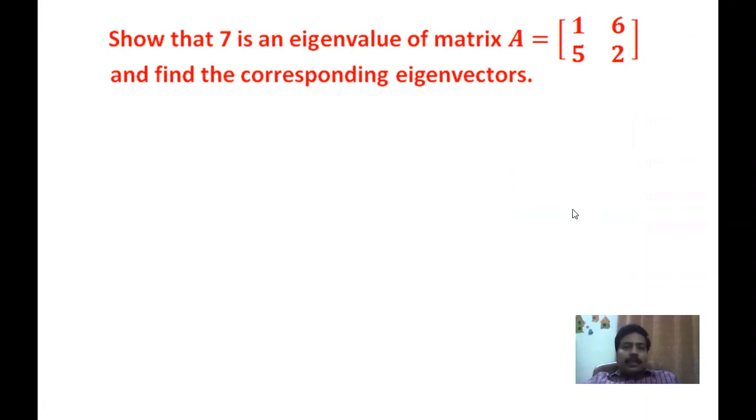Show that 7 is an eigenvalue of the matrix A equal to 1, 6, 5, 2, and find the corresponding eigenvectors. So to check whether the given vector is an eigenvector, it is very simple. Just multiply with the given matrix and check whether it is a multiple of the given vector or not. But to check whether a number is an eigenvalue or not, we need to do a little bit of exercise.